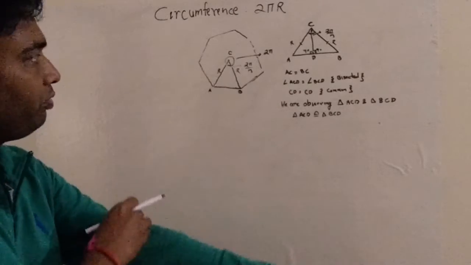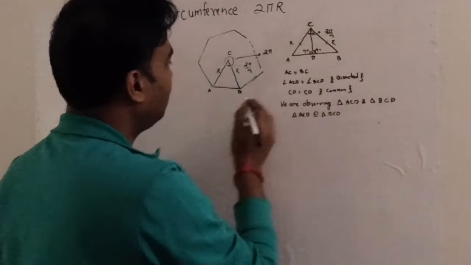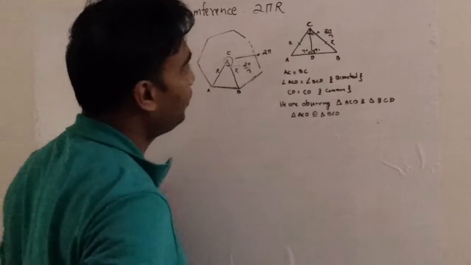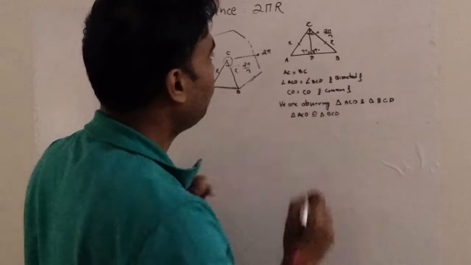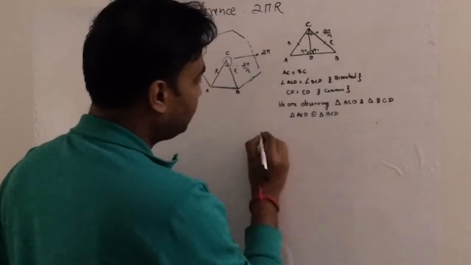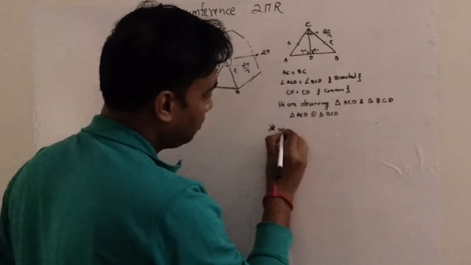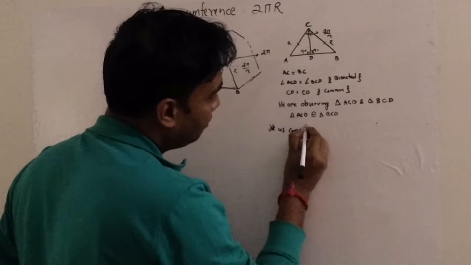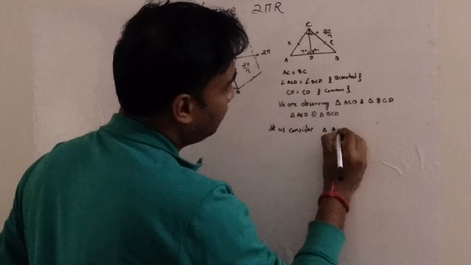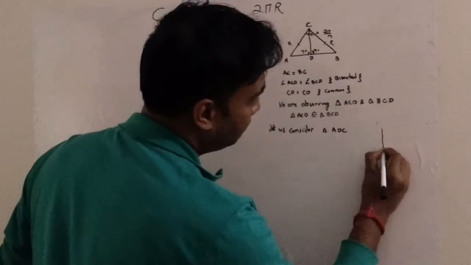Now I'm going to calculate the length of this AB. What will be the length of this AB? I'm going to take one of these triangles. So let us consider triangle ABC. I'm taking this triangle, that is this.